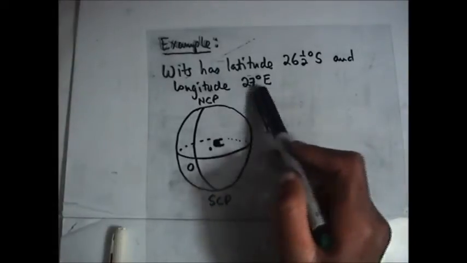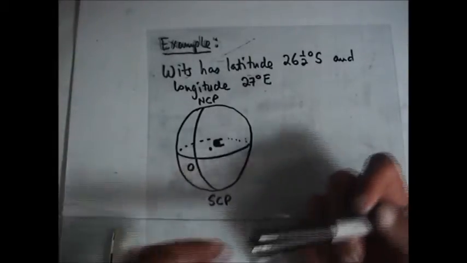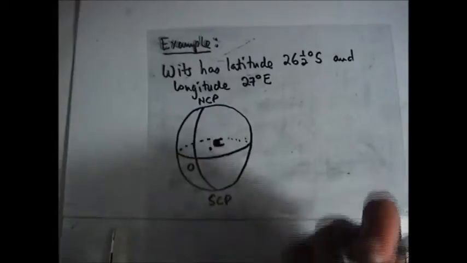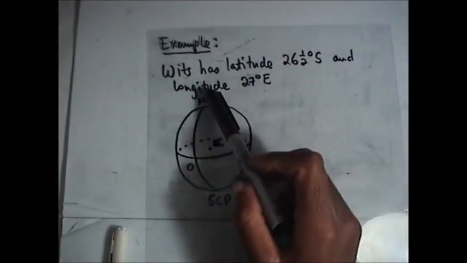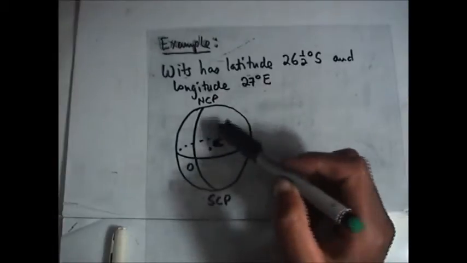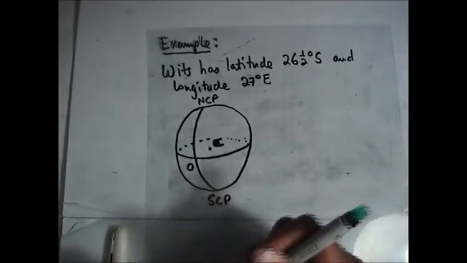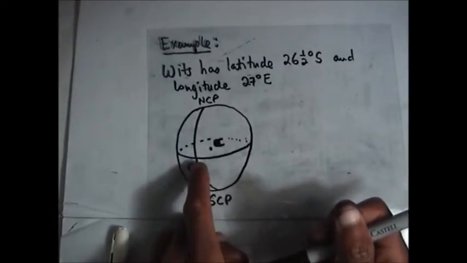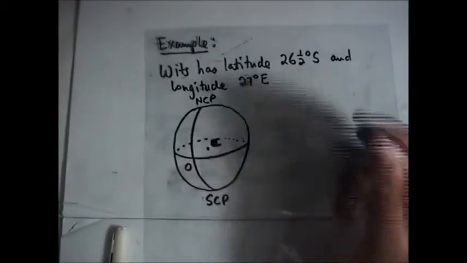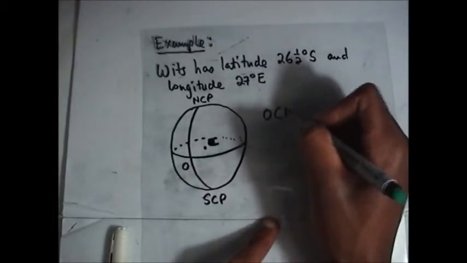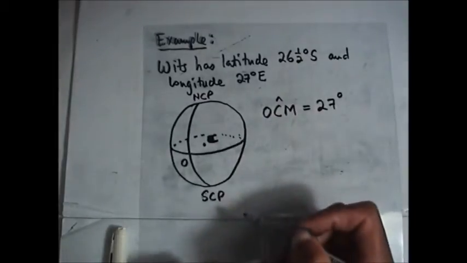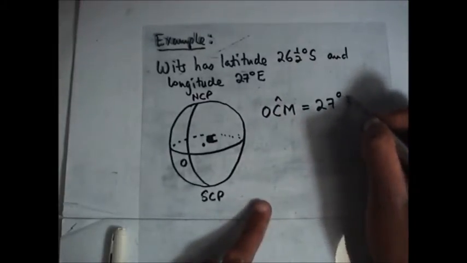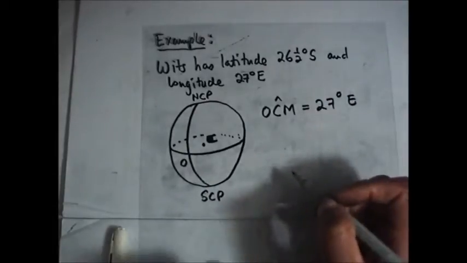It is better starting with the longitude, because the longitude will pick up the meridian, because the meridian is what we start with. So let's start with the longitude. The longitude is 27 degrees east. So we need a meridian that will cut at a point M that makes this angle OCM 27 degrees, since OCM measures longitude. So this OCM has to be 27 degrees east, going in the easterly direction.